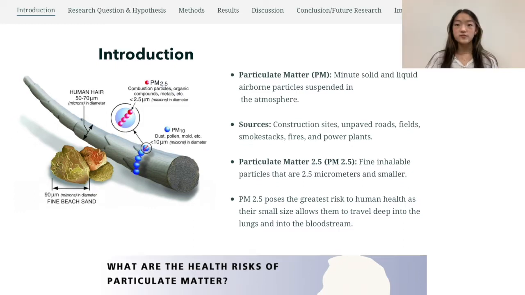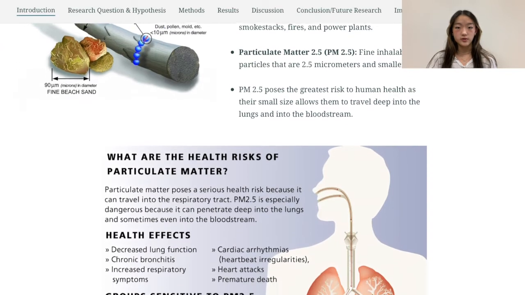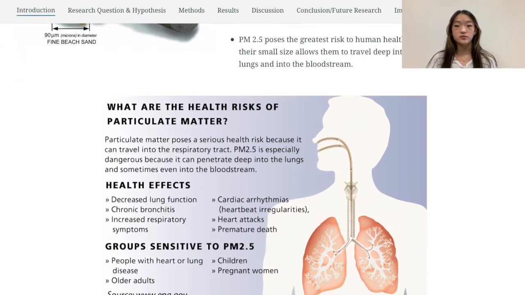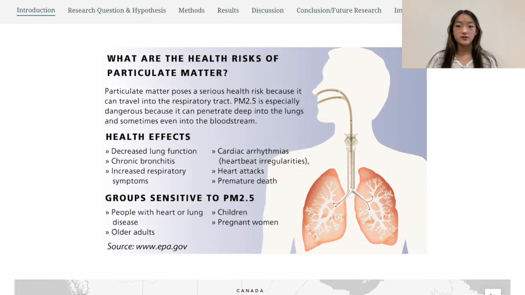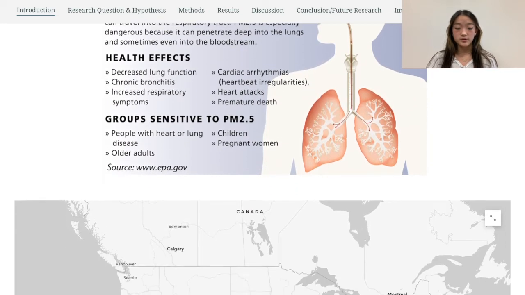We specifically focused on PM 2.5 particles, which are 2.5 microns or less in width. Particles this small, once inhaled, can travel deep into the lungs and can even enter the bloodstream, leading to health problems such as heart attacks and increased respiratory symptoms.